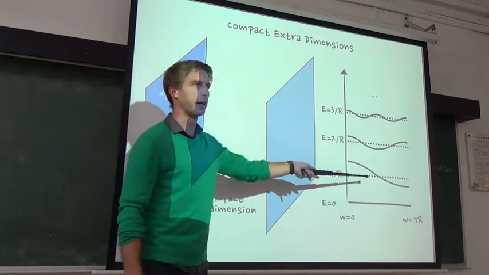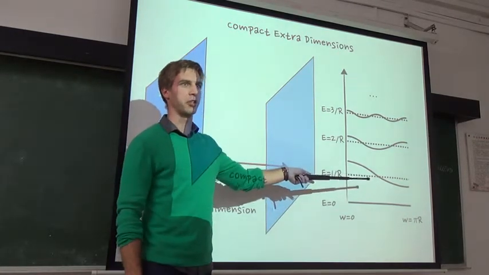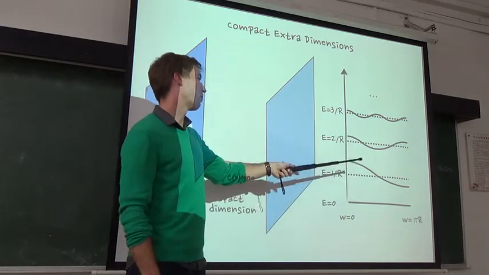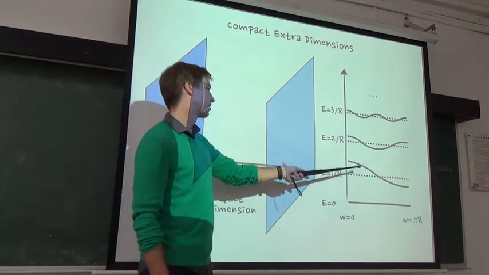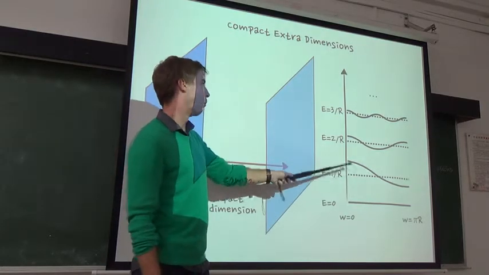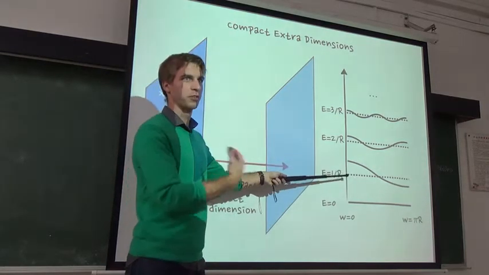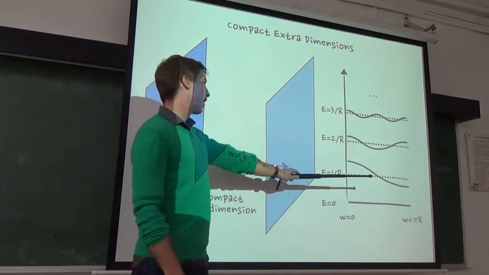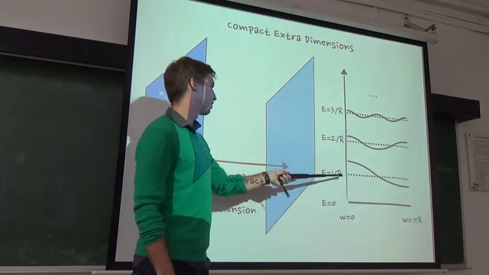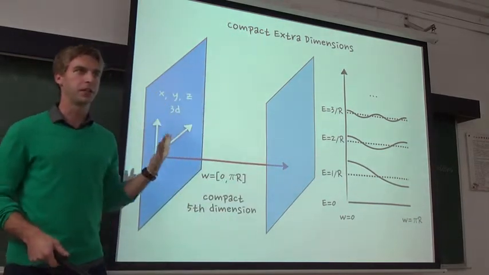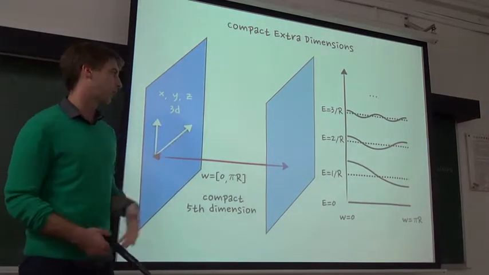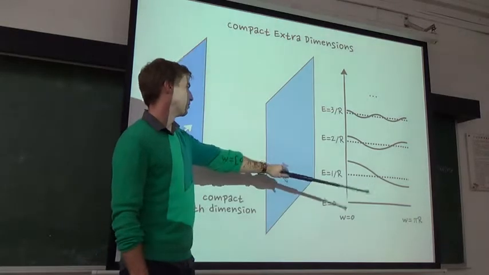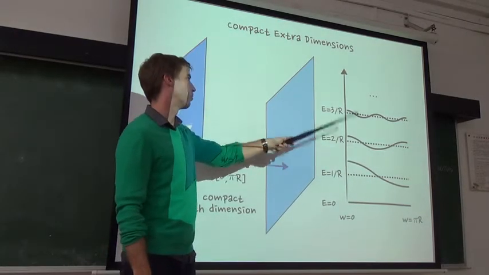Because they're moving, they carry momentum in this extra dimension, so they acquire a mass from our point of view. The next excitation of this particle will be at 1 over r, which you get just from solving the eigenvalue problem. If the radius is an inverse TeV, then this is a particle with a mass of a TeV. And you get a whole tower of these particles. You start at 1 TeV, go to 2 TeV, 3 TeV.